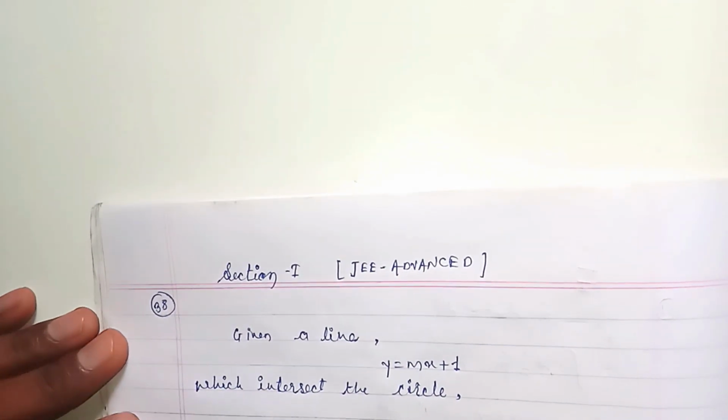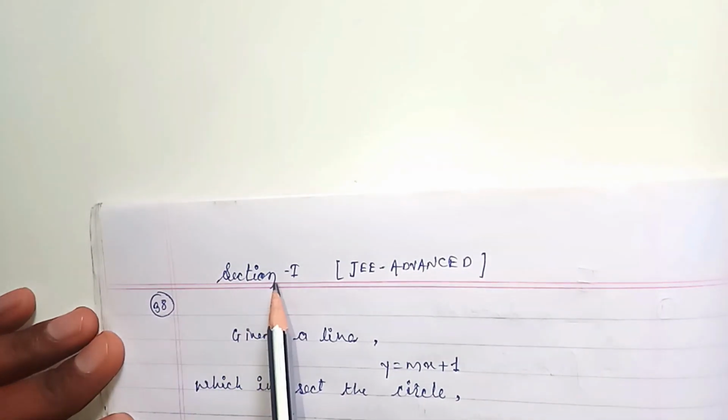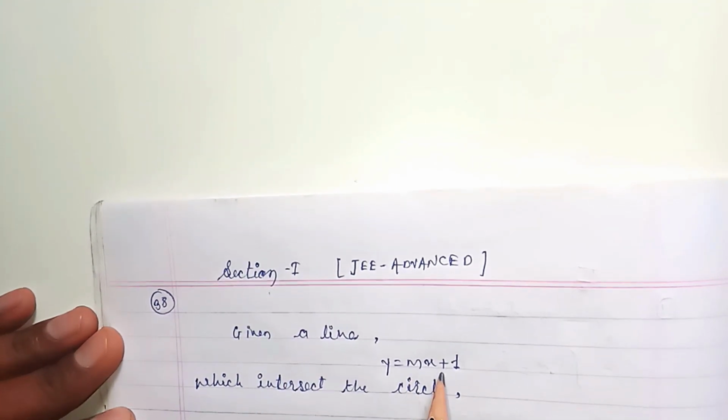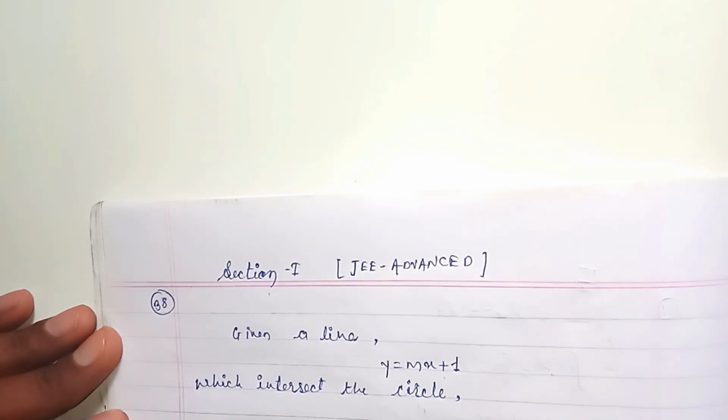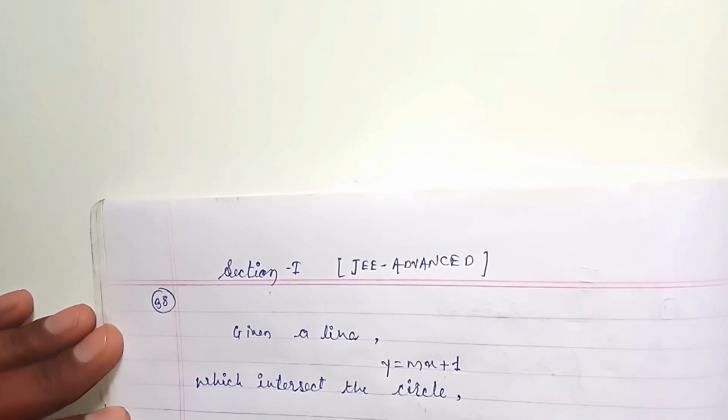This is question number 38, from section first. We are given the equation of a line, y equal to mx plus 1. Whenever we have such a question, first we have to gather all the data given in the question in one place. Then we will get an idea how we can generate values using the given data, and apply the concepts we have learned.